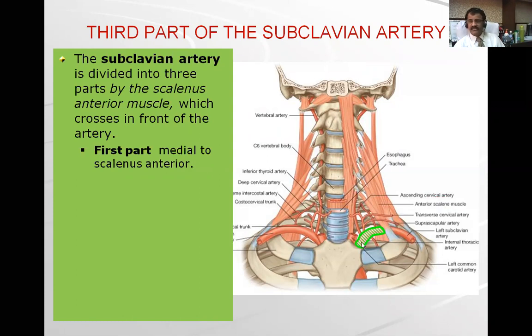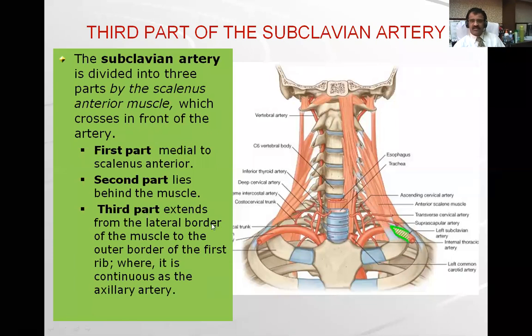Here you can see in a highlighted portion. Second part lies behind the muscle, okay, behind the muscle. Here you can see. Below is the first rib, okay. And third part extends from the lateral border of the muscle to the anterior border of the first rib, where it is continuous as the axillary artery here.